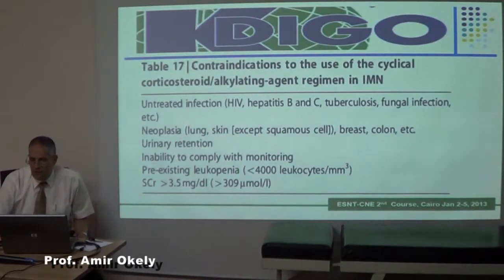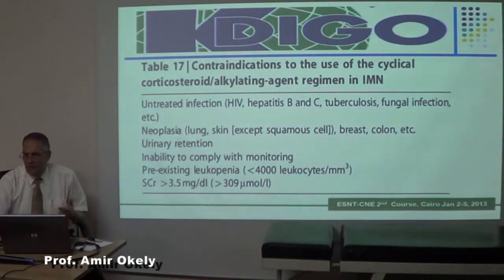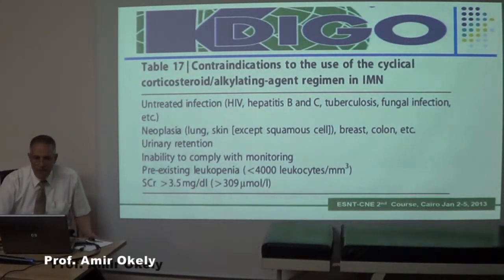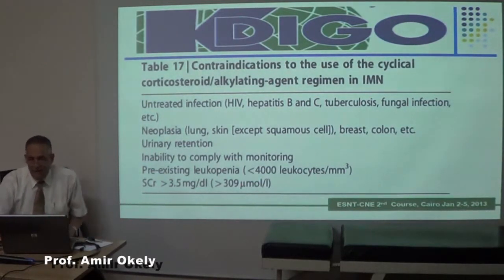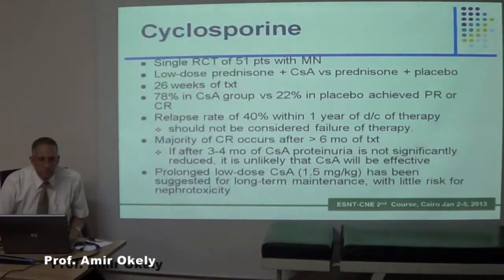What about the contraindication for the use of cyclic corticosteroid alkylating agent? Untreated infection like HIV, hepatitis B, neoplasia, retention, inability to comply with monitoring, pre-existing leukopenia, and if the serum creatinine is more than 3.5 milligram per deciliter.